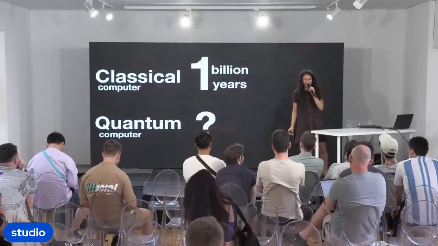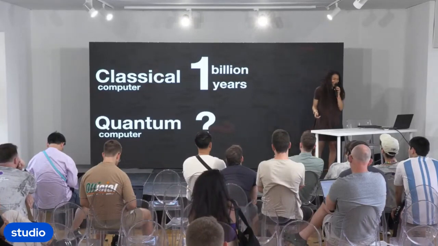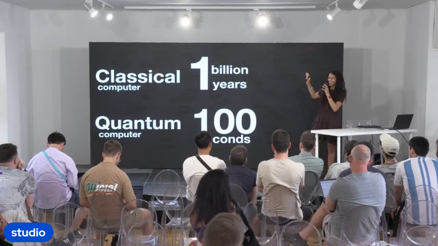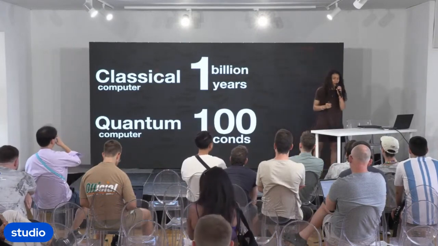Shout out a number. 1 second? 1 year? Okay. So 1 minute, okay. So it's estimated it could take about 100 seconds on a quantum computer to find out what those 2 numbers are. And how do we know this is possible?